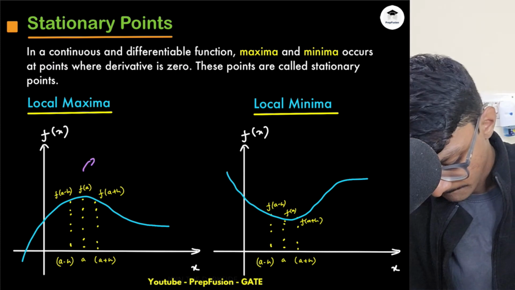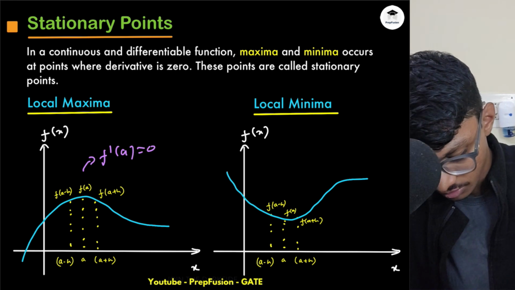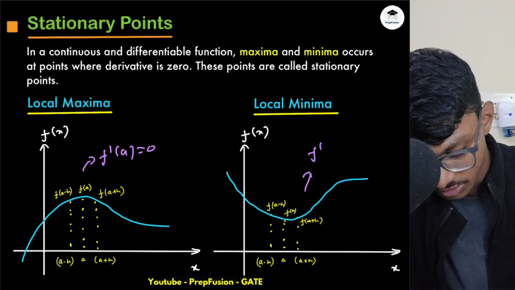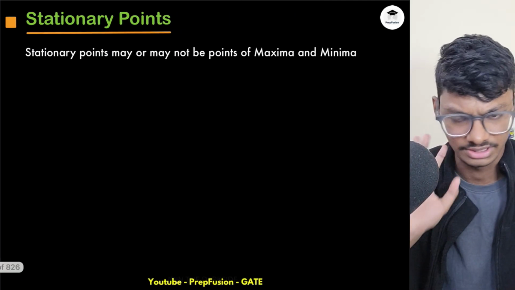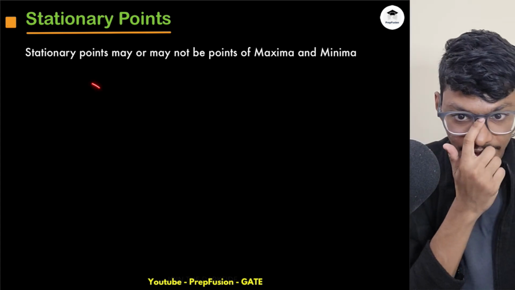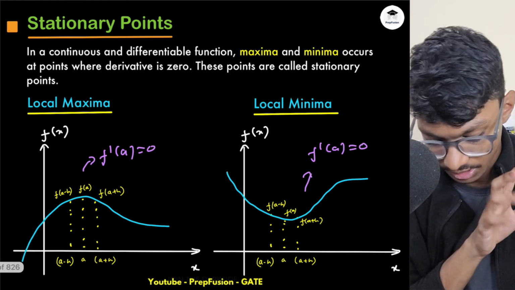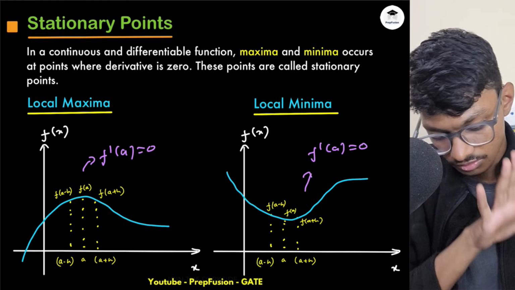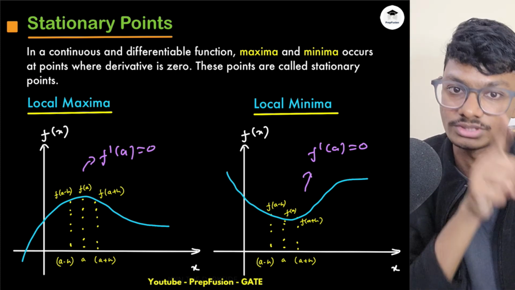So here my f dash of a will be equal to 0. It can be either maximum or minimum. It is called a stationary point. Simple example. Now one more important fact is that stationary points may or may not be points of maxima or minima. The definition of a stationary point is that the derivative of the function has to be 0.